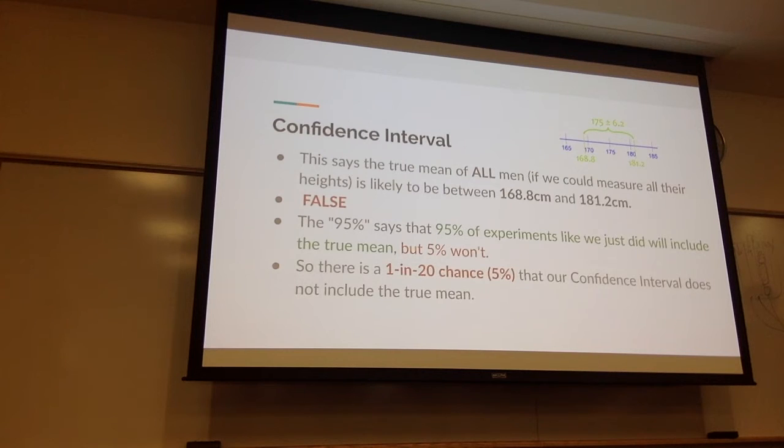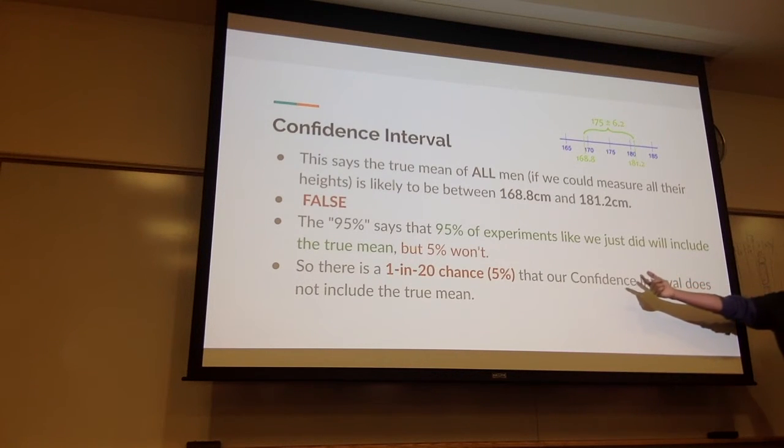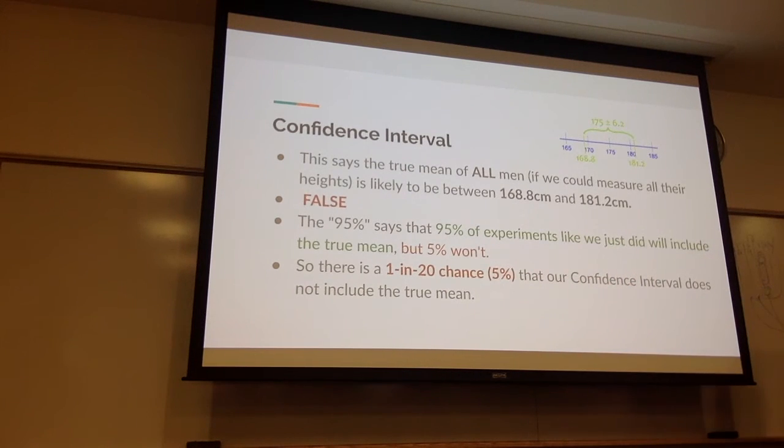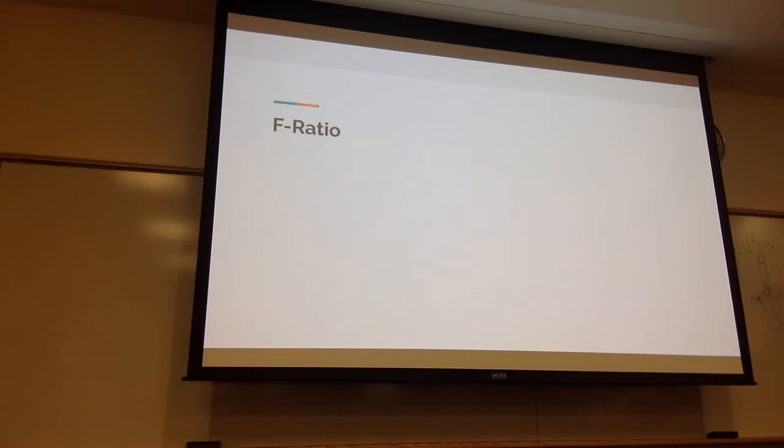So there is a 1 in 20 chance. This 20 is nothing but the standard deviation in the problem that I stated. So there is a 5% chance that our confidence interval does not include the true mean. Are you guys clear with confidence interval?